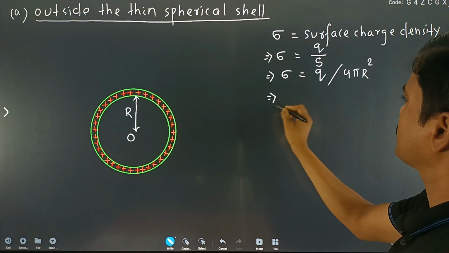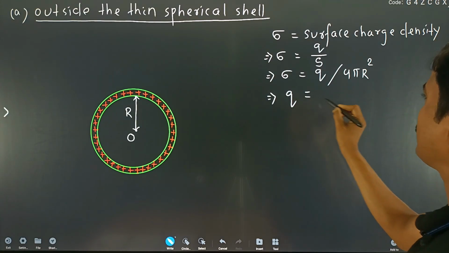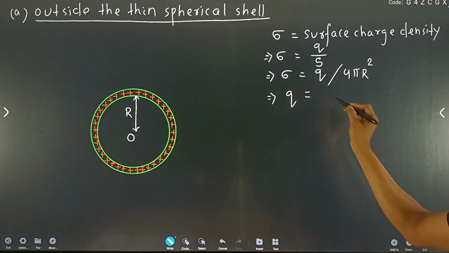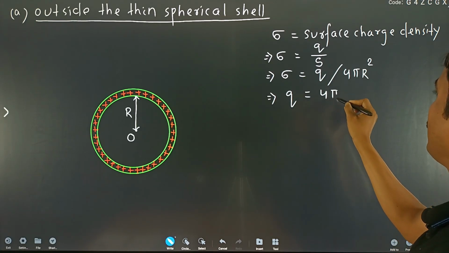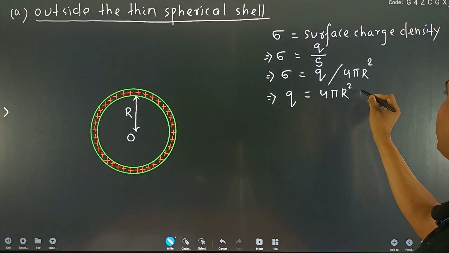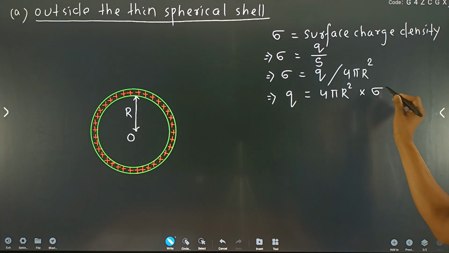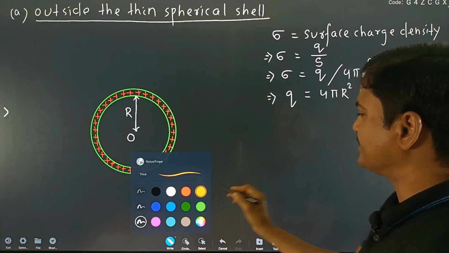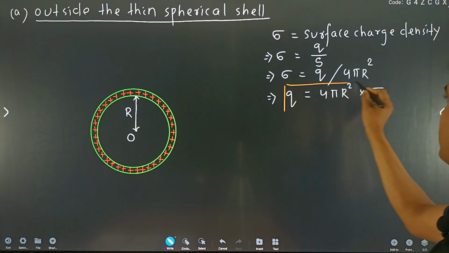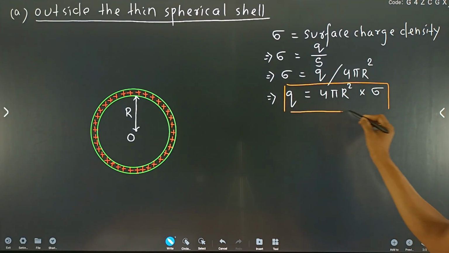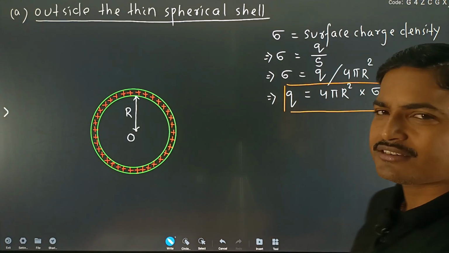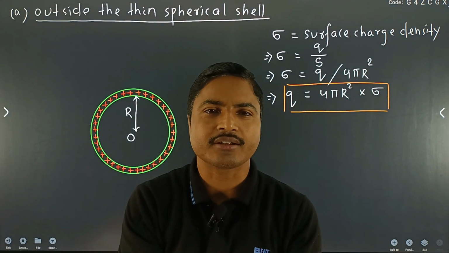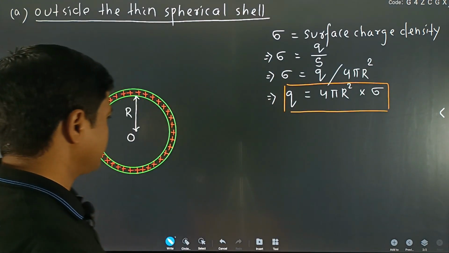That implies total charge Q is equal to, taking 4 pi R square to the left hand side, 4 pi capital R square multiplied by the surface charge density sigma. This is the total charge, uniformly distributed throughout the surface. Clear?